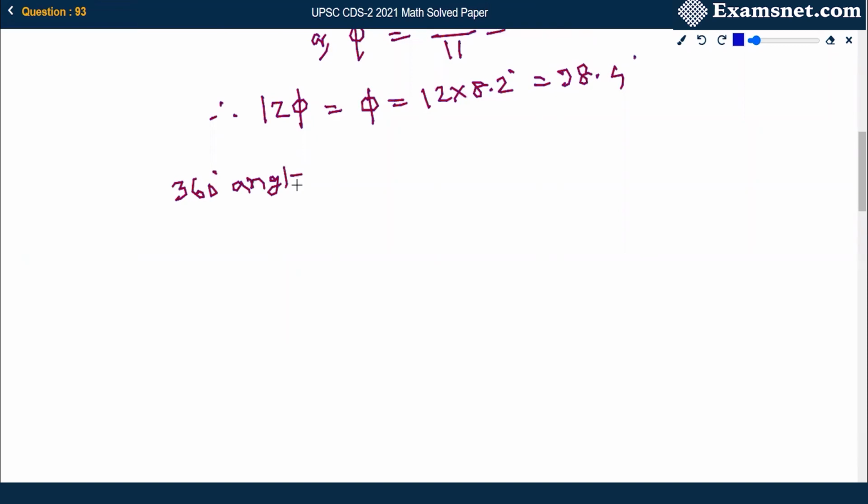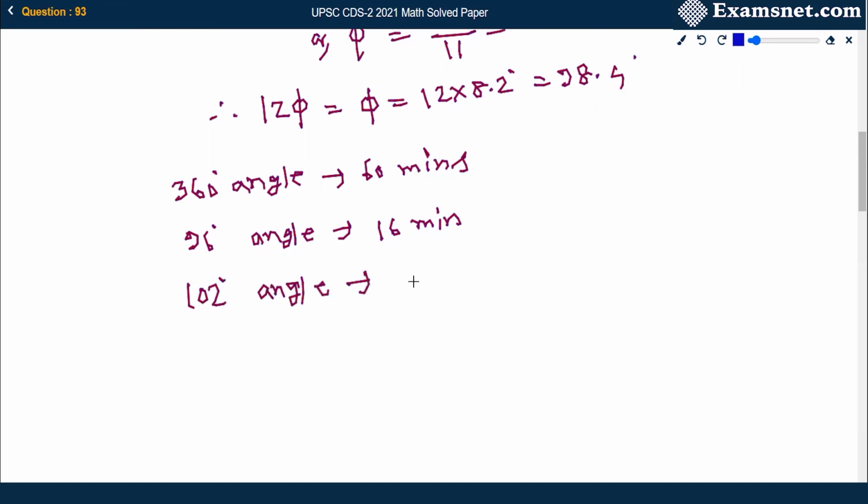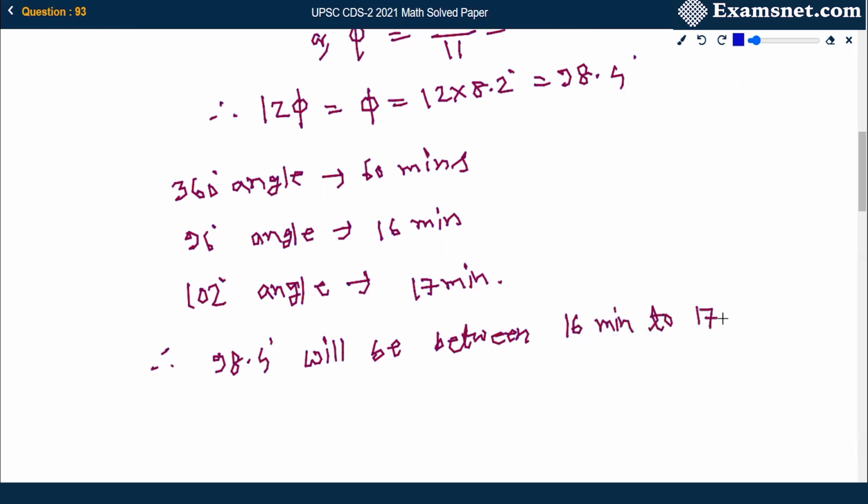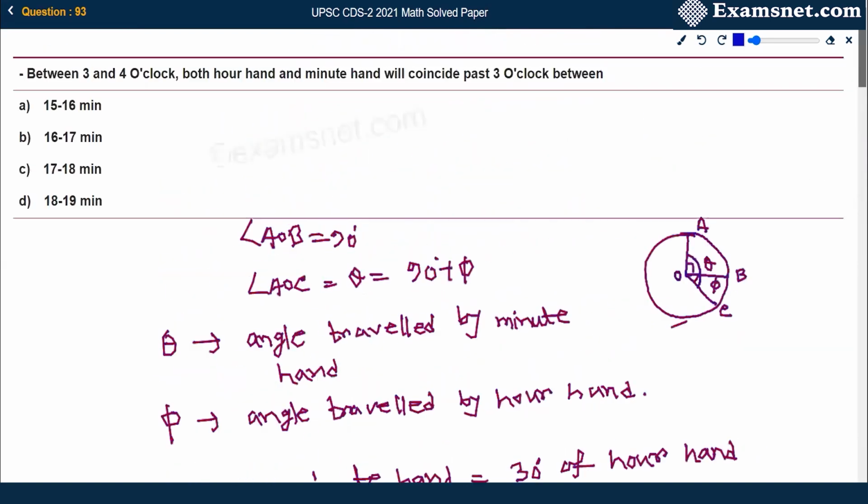Okay, so we know 360-degree angle is the complete rotation of minute hand, that means 60 minutes crossed. Now 96-degree angle, according to that, will be 16 minutes, and 102-degree angle will be 17 minutes. So 98.4 is lying between 16 and 17. So that means 98.4 degree will be between 16 minutes to 17 minutes. So that is option B. B is the correct answer, 16 to 17 minutes.